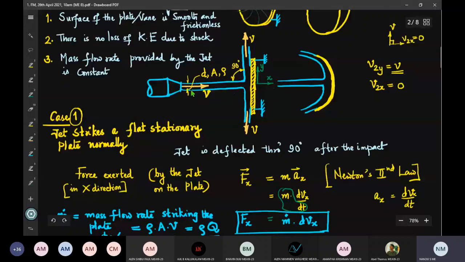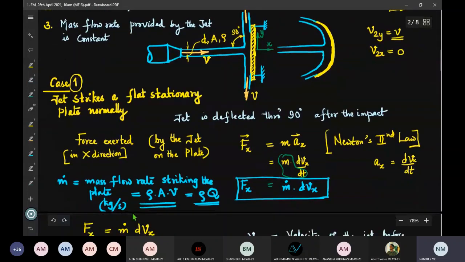See, what is the mass flow rate provided? Mass flow rate supplied by the jet. Mass flow rate means the amount of mass of the liquid jet striking the plate every second. So how do we find out the mass flow rate striking the plate? From fluid mechanics, we know that mass flow rate is essentially the product of mass density, area of the section of flow, and the average velocity of flow.